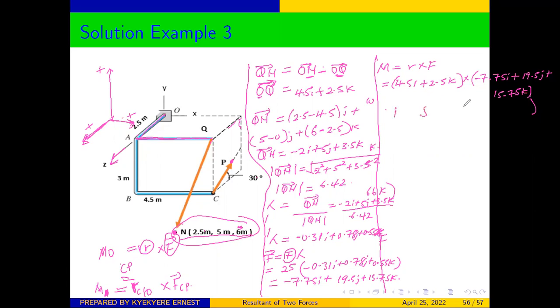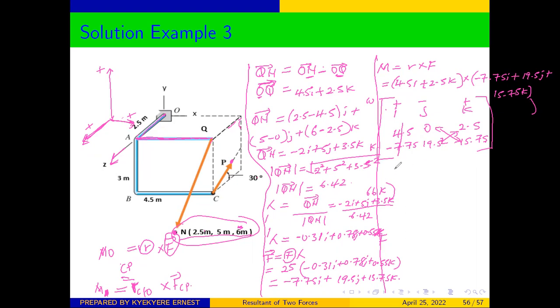So i, j, and k. Let's put the values there. We have 4.5. We have 0 here, we don't have any j component, so it's 0, and we have 2.5. And for the force, we have negative 7.75, we have 19.5, and we have 15.75. And this we said plus, minus, plus. So from here, if you want to get the i component, we take everything away from i. So you are going to get this times this minus this times that.